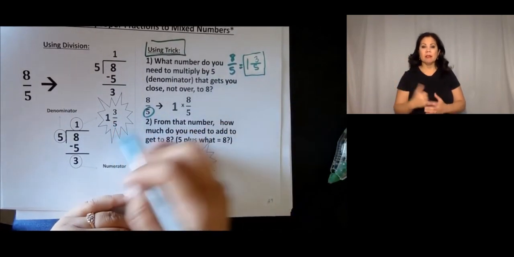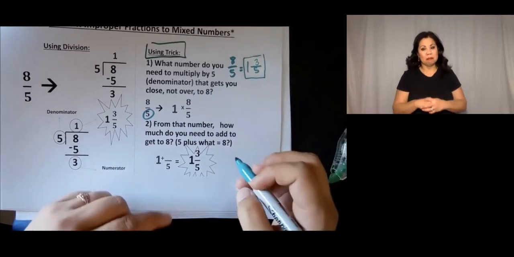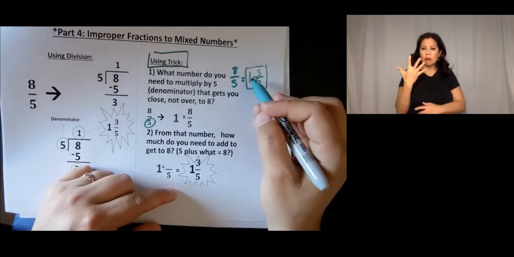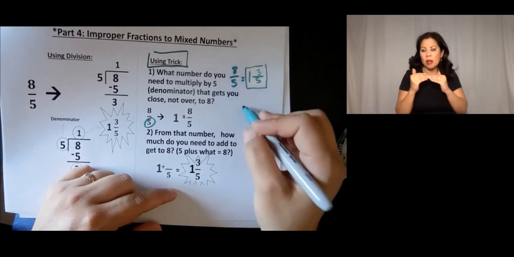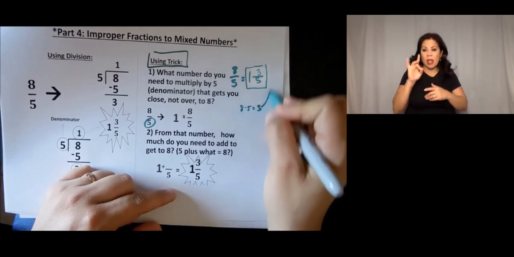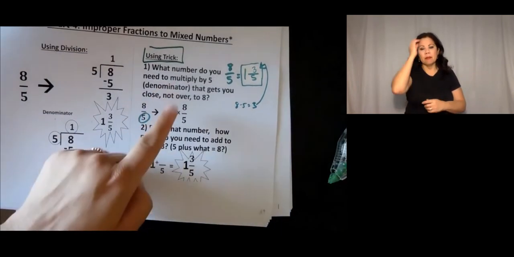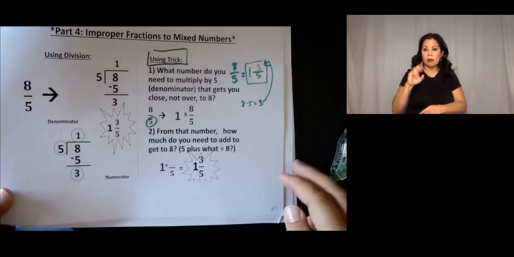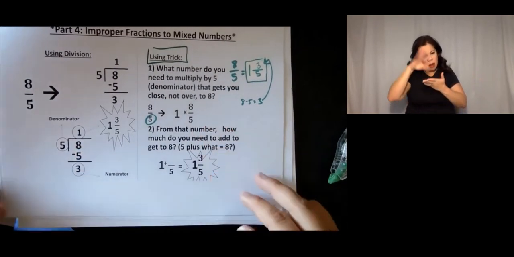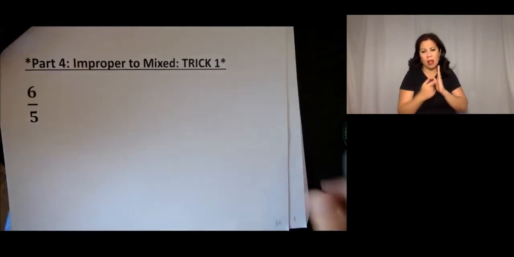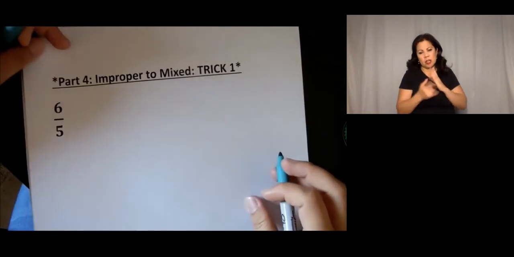1 and 3 fifths is the same answer. You can also think about, you say 5 times what gets me close to 8, which is 1, and then do 8 minus 5, and that gets you the 3. That works too. Okay, so we're going to practice using the trick just so that you get some familiarity with it, and then you can choose which method you like best. So right now we're just giving you lots of options with this lesson for you to pick which route you want to go. Okay, so let's look at this one.